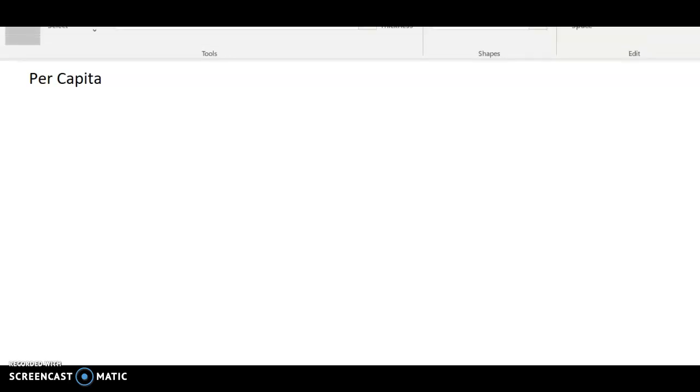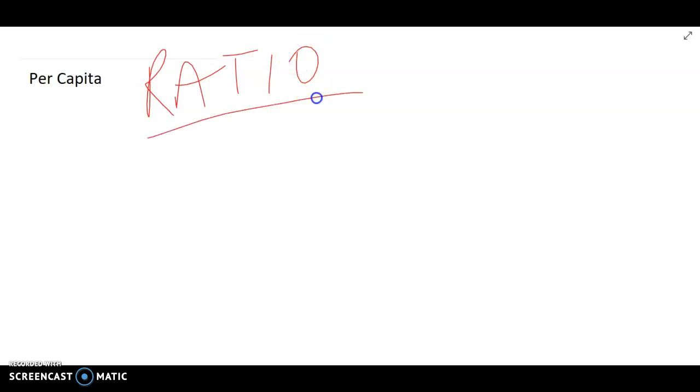Hey, all. I want to talk just a little bit here about per capita and give you maybe a little more context or a few more examples on what it is and how to calculate it. So first things first, per capita is just a type of ratio. Okay, and remember, a ratio is a fraction. So when we're talking about per capita, this is a specific type of fraction.